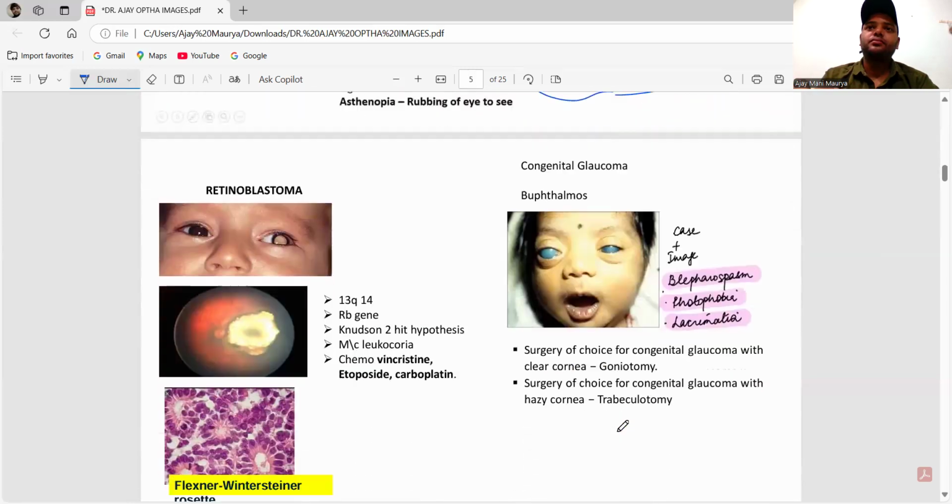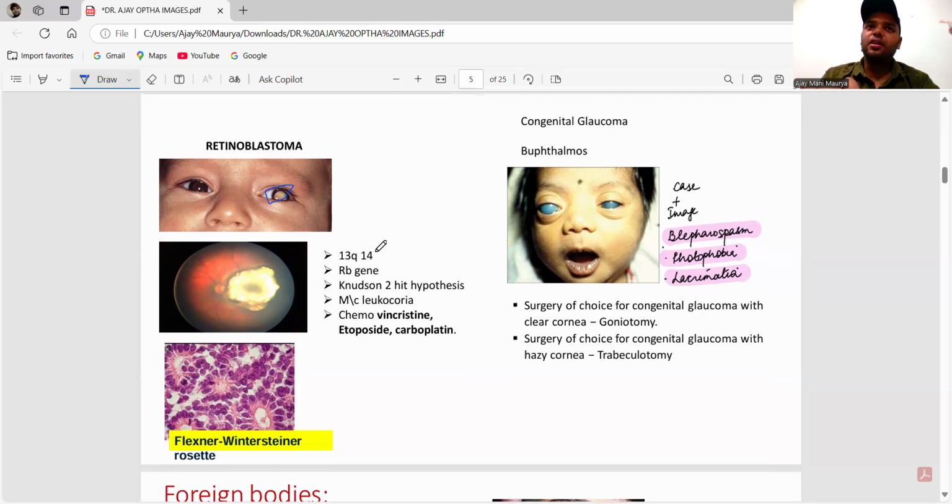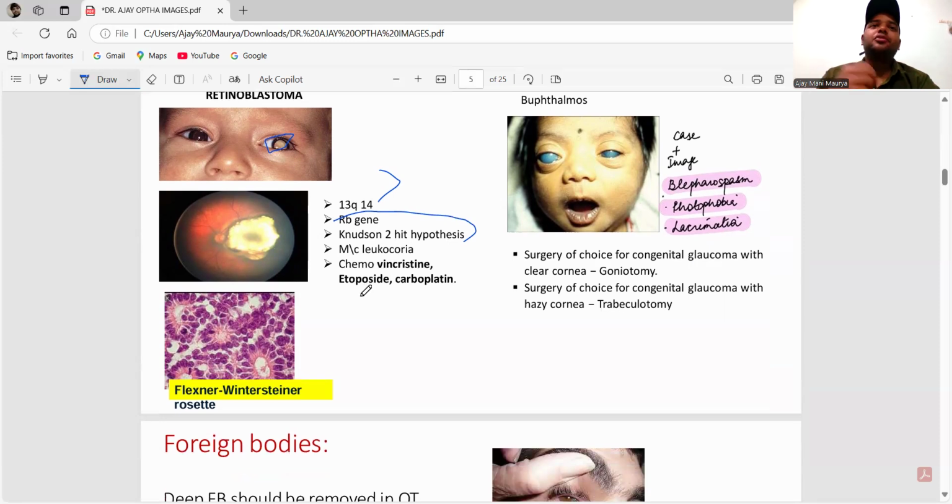Next one is, guys, I think everyone knows this one. Retinoblastoma. Leukocoria is the most common manifestation, and there is a chromosome 13q14 gene, the RB gene, Knudson two-hit hypothesis. Describing this retinoblastoma, most common is leukocoria. There is a chemotherapy called VEC.